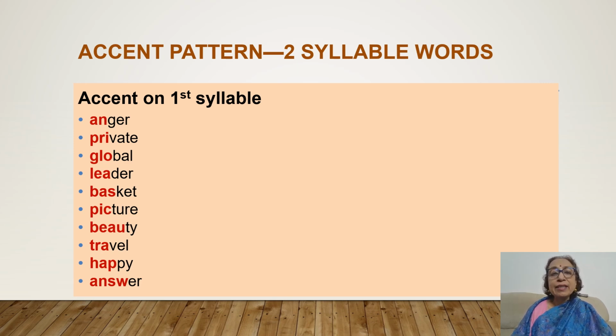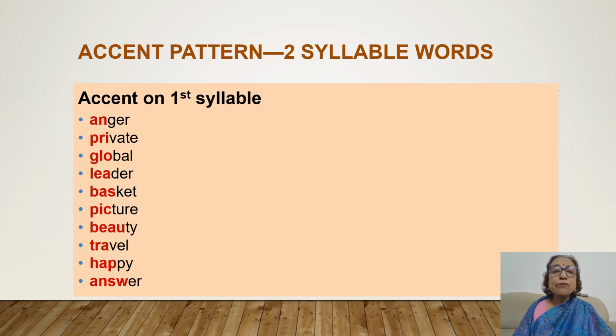And we have in the next slide two-syllable words with accent in the second syllable. This is followed by 3 slides where you have three-syllable words, accent on the first, second, and third syllable each slide. So let us see how these words are pronounced.